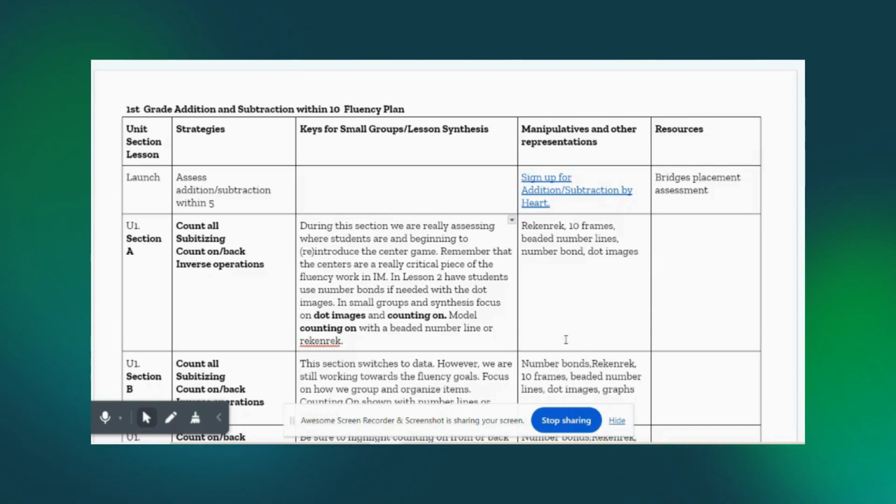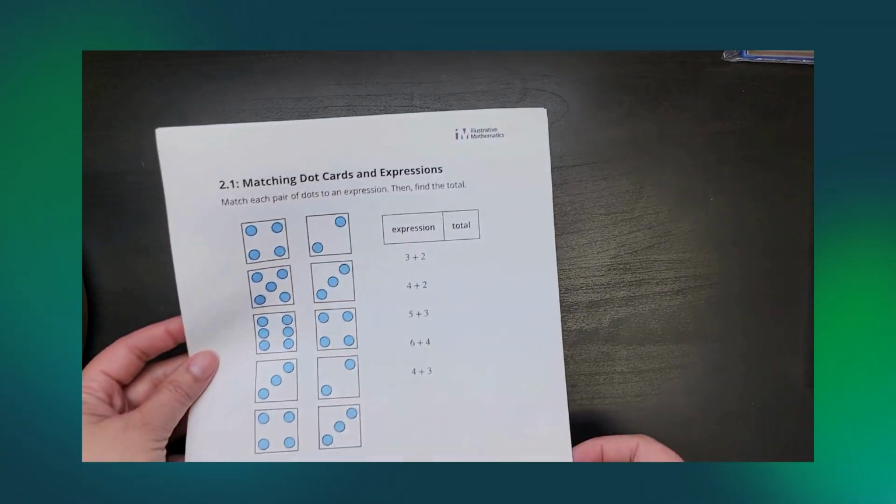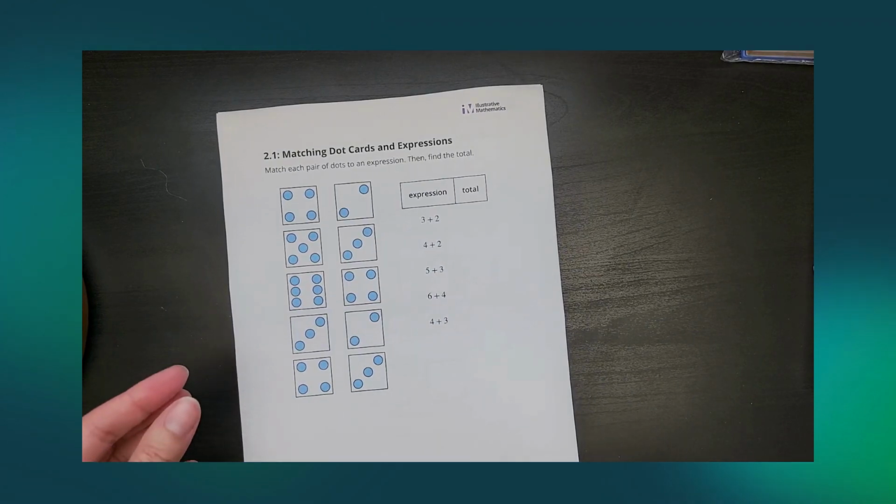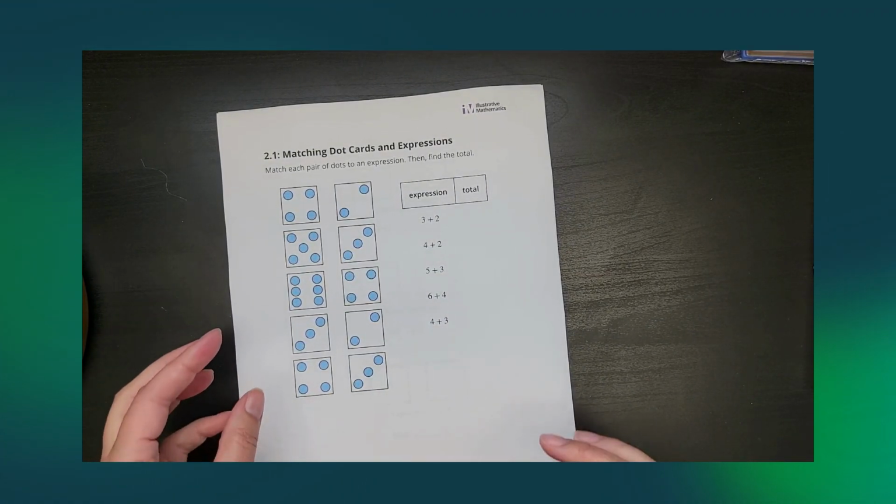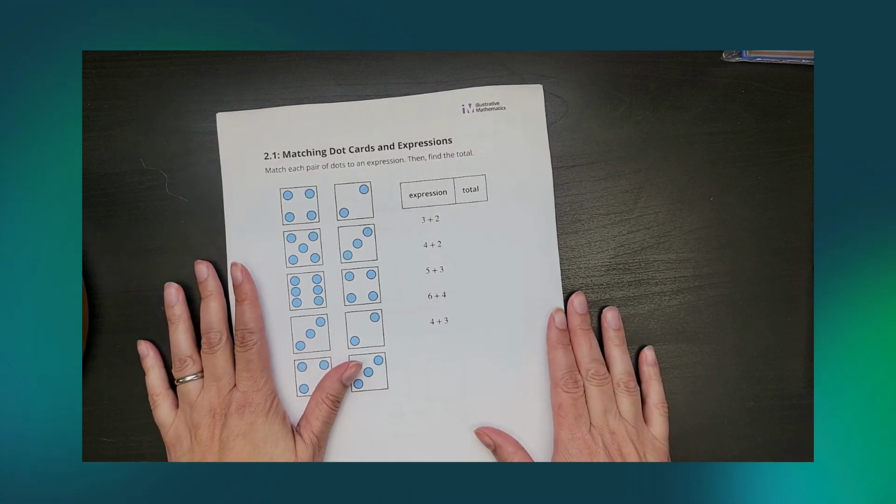So I've given some information here in the sections around ideas for small groups and lesson synthesis. And then I have some examples worked with manipulatives that I'm going to share right now. These first couple lessons are all about figuring out what our students already know and are able to do. And so we're really looking at that during our synthesis.